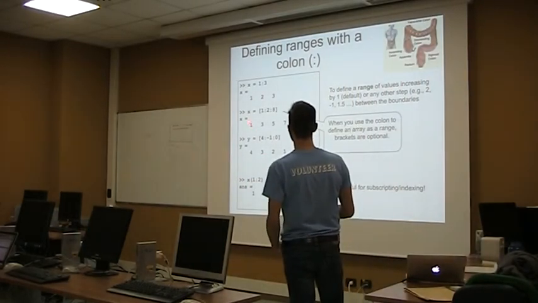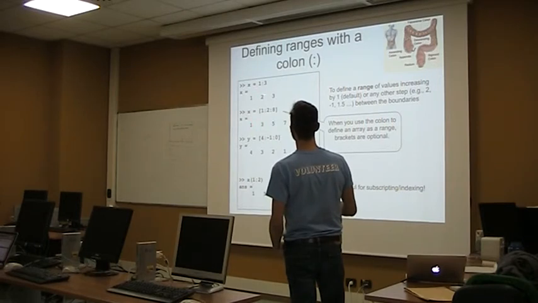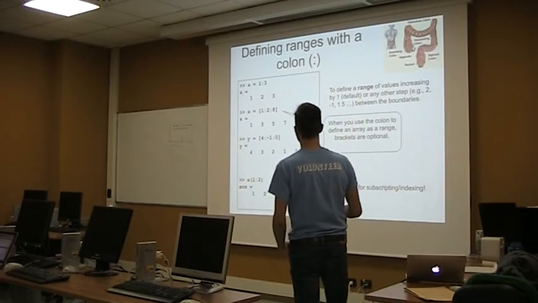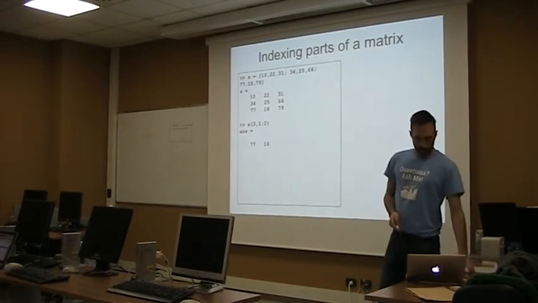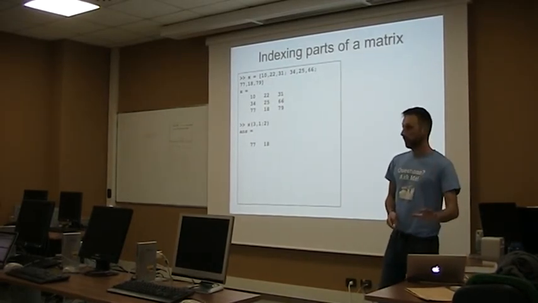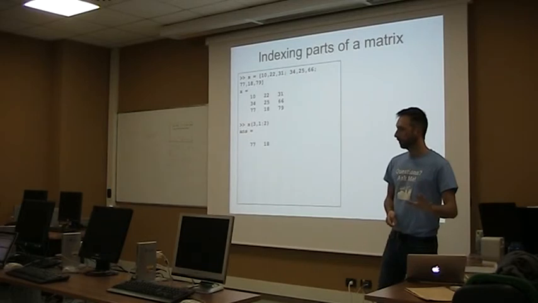Wait, x is, okay, because we changed x. I was looking up here. So if x is equal to 1, 3, 5, 7, the elements 1 to 2 are the elements 1 and 3. I'm almost finished with the slides. And then we're going to have a short break, okay?